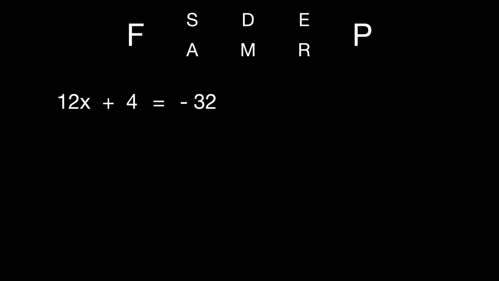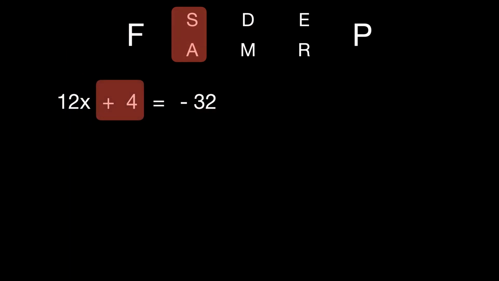We've got 12x plus 4 equals negative 32. Let's go through our order. Fractions: there are no fractions here, so we can move on to subtraction and addition. We do see that right here. We have a plus 4, so let's subtract 4 from both sides. The 4s cancel out. Negative 32 minus 4 is negative 36. So we got 12x equals negative 36.